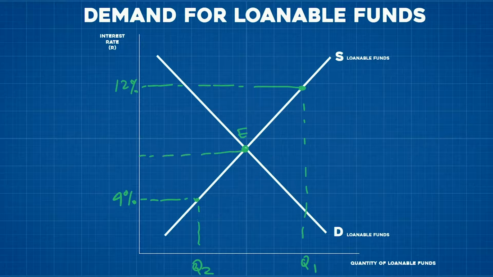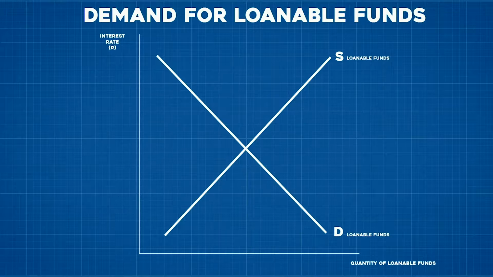And of course, I would be remiss if I didn't mention the magical happy town of equilibrium. Here, the quantity of loanable funds demanded equals the quantity of loanable funds supplied. And the reason why is because the equilibrium interest rate provides the occasion for everyone who really wants and needs to save money and borrow money to get it.